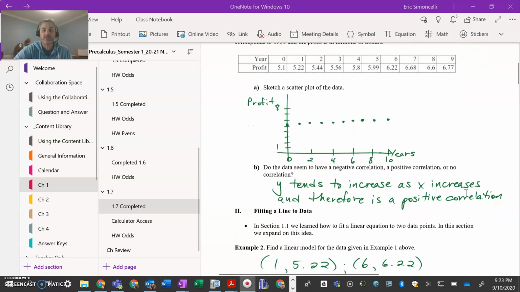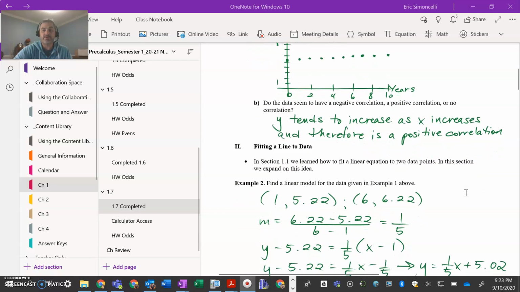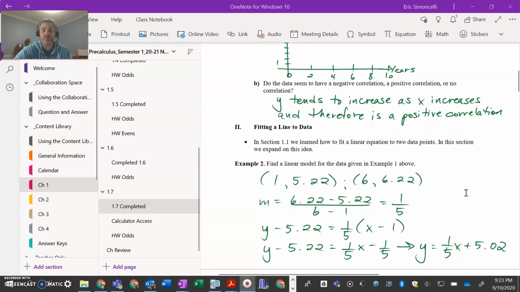Fitting a line to data. In section 1.1, we learned how to fit a linear equation to two data points. In this section, we expand on this idea. So for example 2, find a linear model for the data given in example 1 above.